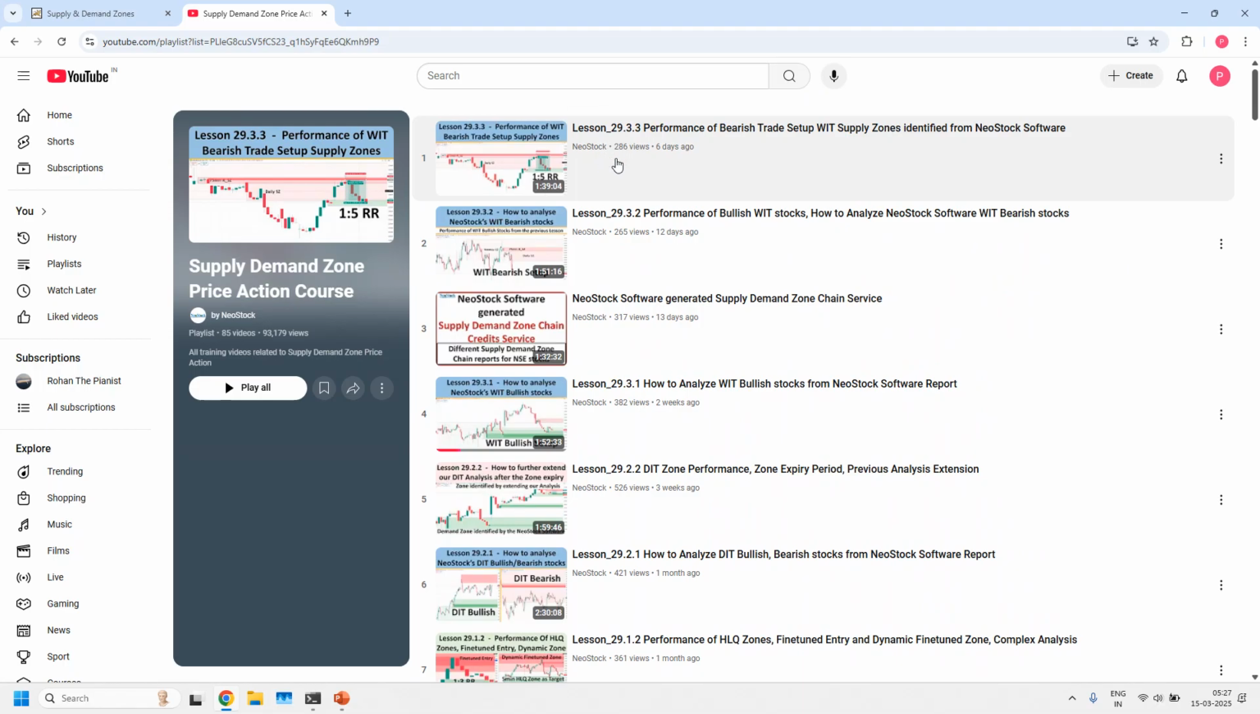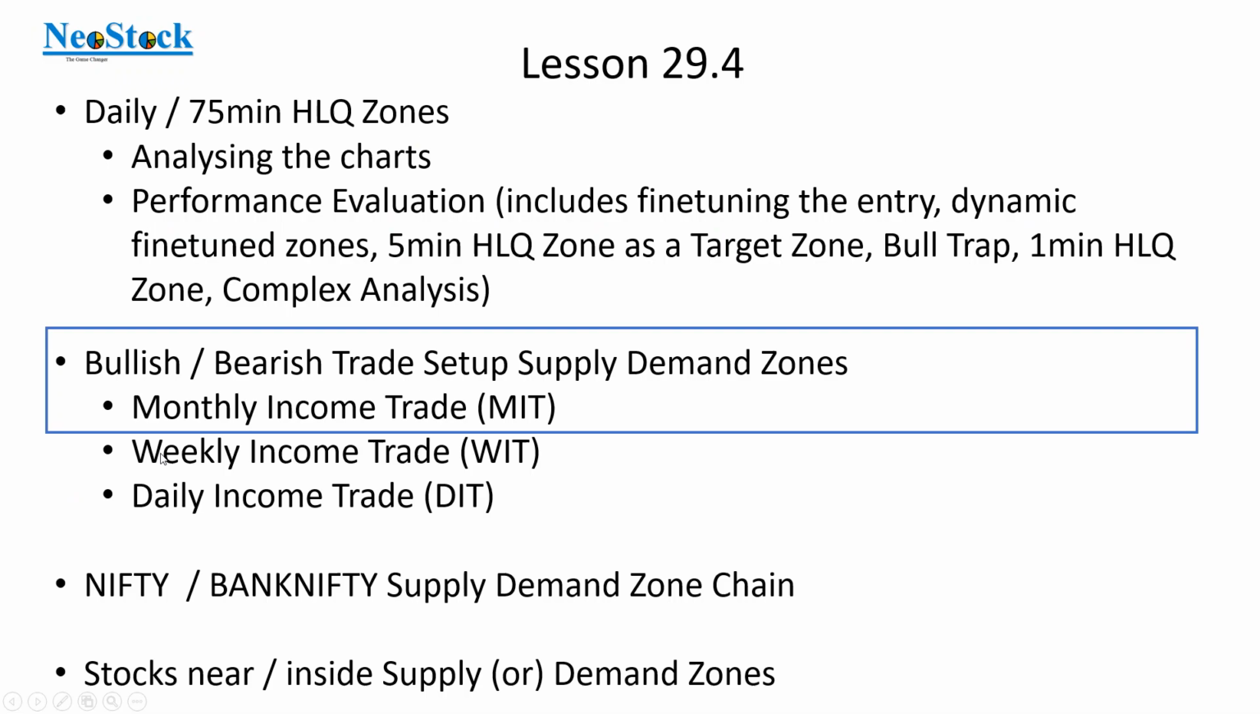Okay, now let's get into lesson 29.4. This is about how to use NeoStock software generated bullish or bearish trade setup, supply demand zones for monthly income trade. You know that monthly income trade is mainly for swing traders. And you already learned in monthly income trade, lower time frame is daily, intermediate time frame is weekly, and higher time frame is monthly. This is what you learned in your phase 2 training lessons.